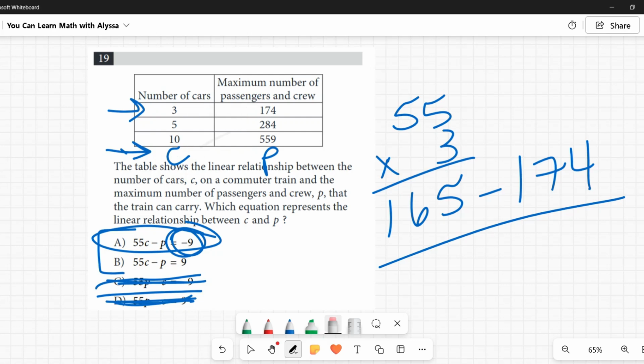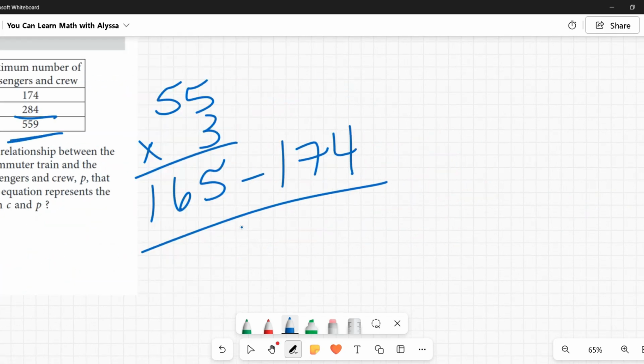If you really wanted to check one of these other ones, just to double check, it's going to give you the same thing every time. If you do 5 times 55 minus 284, or 10 times 55 minus 559, you're going to get -9 in all those scenarios. Any one you want. And there you go. Again, A is the answer.